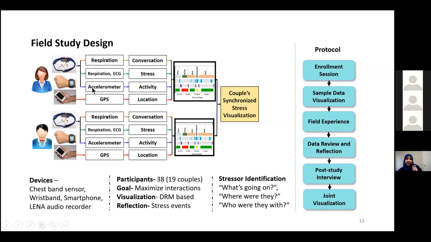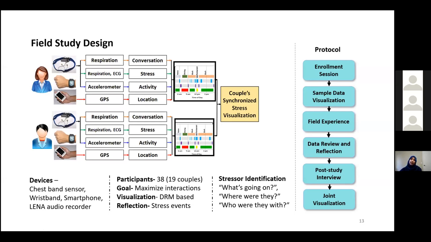And this signal was used to measure their conversation, stress, activation, location status. And they were shown a sample visualization. Look, you are going to collect this data, and this data can be used to generate this kind of visualization. And this visualization will help you to understand the stress level, or what is the stress condition, what is the stress factor in your life, so that they better understand what they are going to do in the field. And they were shown how to wear these devices, and they go out for a data collection.